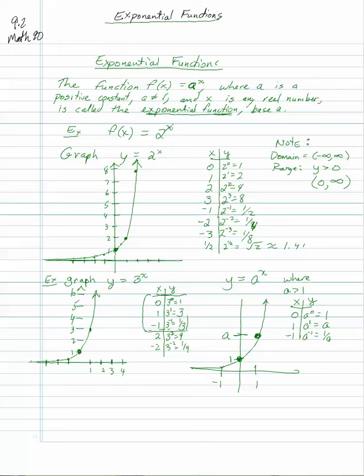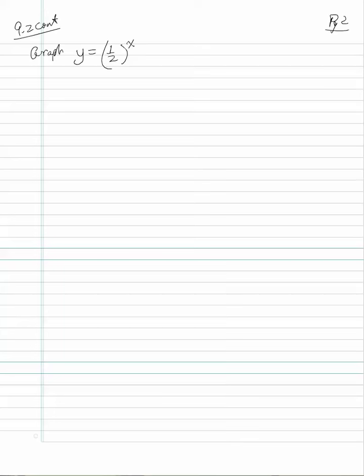Okay? Now, if a is between 0 and 1, like say a is 1/2, let me do that on the next page. If I did y equals 1/2 to the x power, 1/2 to the 0 is 1 still. 1/2 to the 1 is 1/2. 1/2 to the negative 1, remember negative 1 is the reciprocal, so it flips it over.